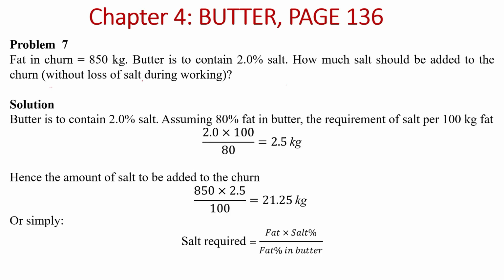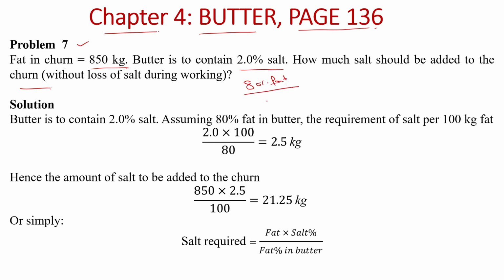Okay, now let us see the 7th problem, which is from chapter 4, butter, page number 136. In this problem we have to calculate the amount of salt to be added to the given quantity of fat in churn. Fat in churn is given as 850 kg, and butter is to contain 8% salt. How much salt should be added to the churn? This is the question.